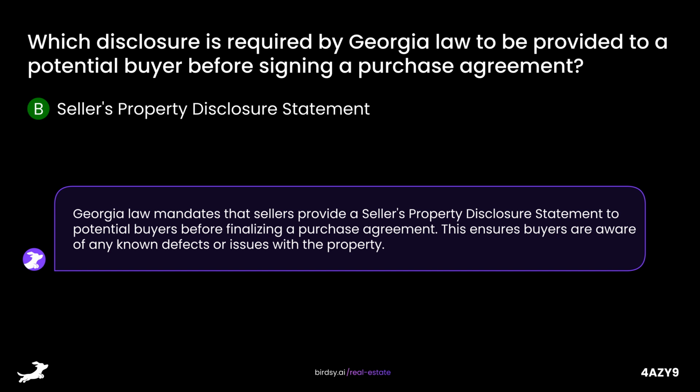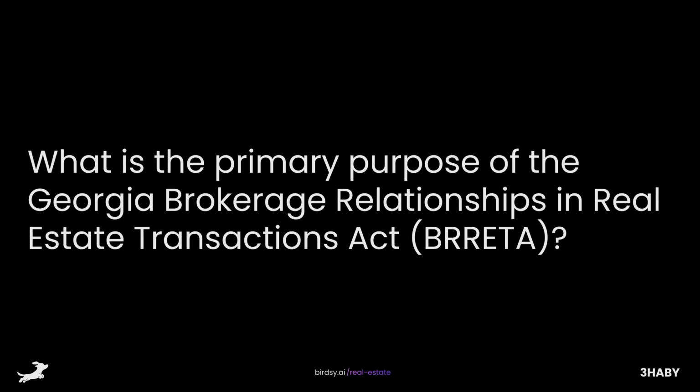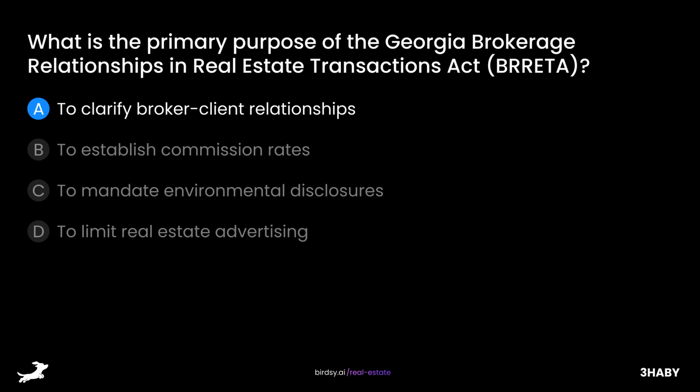Georgia law mandates that sellers provide a seller's property disclosure statement to potential buyers before finalizing a purchase agreement. This ensures buyers are aware of any known defects or issues with the property. What is the primary purpose of the Georgia Brokerage Relationships in Real Estate Transactions Act? Is it A, to clarify broker-client relationships, B, to establish commission rates, C, to mandate environmental disclosures, or D, to limit real estate advertising? The answer is A, to clarify broker-client relationships.